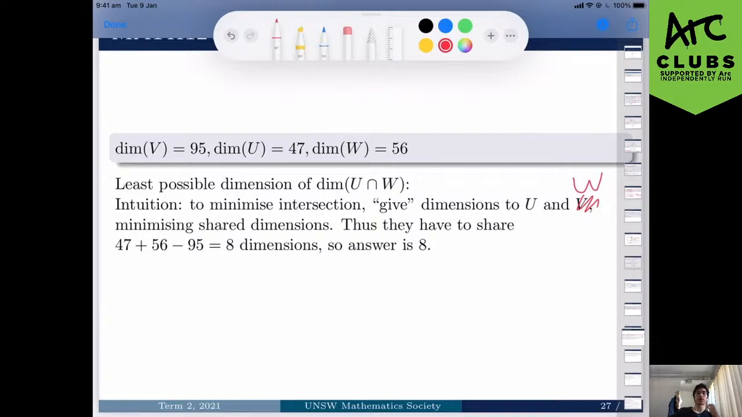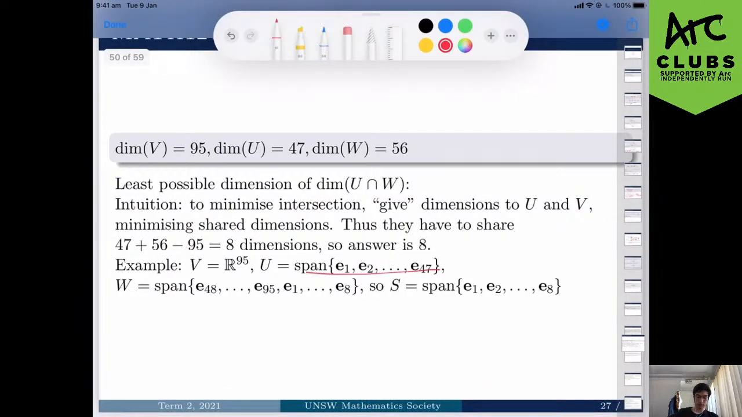So if we want to minimize the intersection, then in this case we spread them out as much as possible, so we don't let them share anything. And since there's only 95 dimensions to give out, I guess the example makes that clearer. We give them all to U, and then we give as many to W. So this starts from 48 because we avoid sharing our standard basis vectors until we have to, and we end up having to share 8 once we've given them all out. That just ends up being the computation that we get. So that means that the dimension is 8, so we can achieve 8.